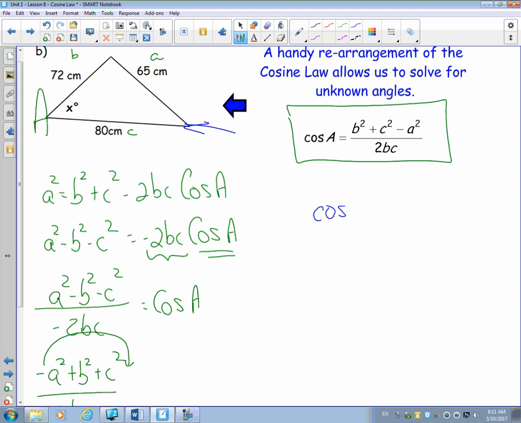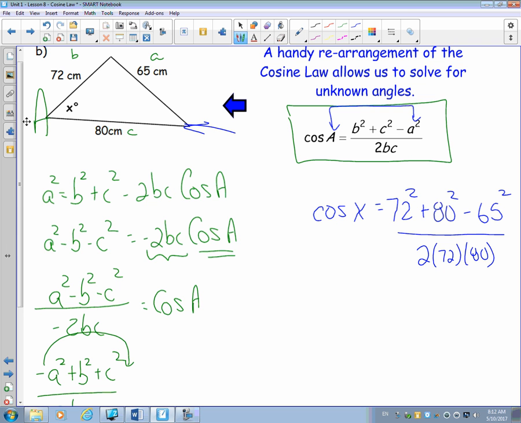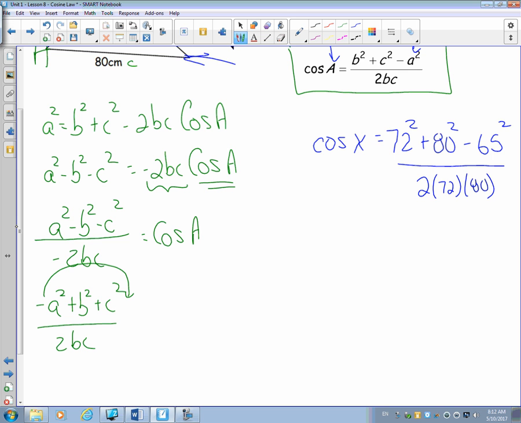So cos of the angle equals b squared plus c squared minus a squared. Notice again that we've now put the a's at the ends of the formula. It helps you remember where the a's go. Over 2 times b times c. So in this case, because I'm trying to find an angle, I need to make a ratio. A ratio is a fraction.